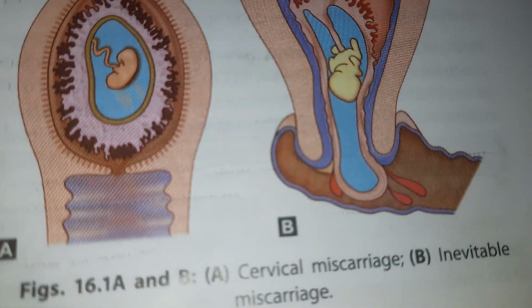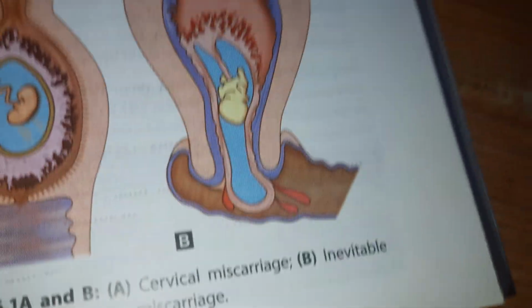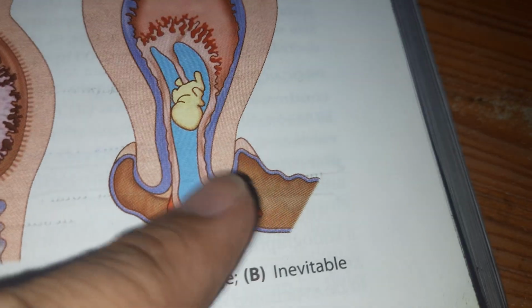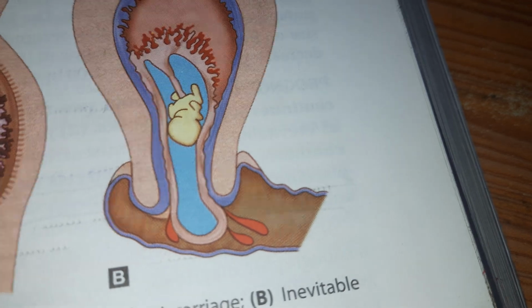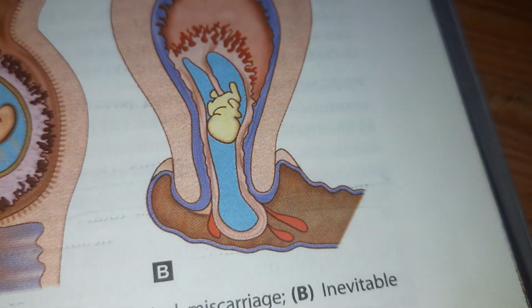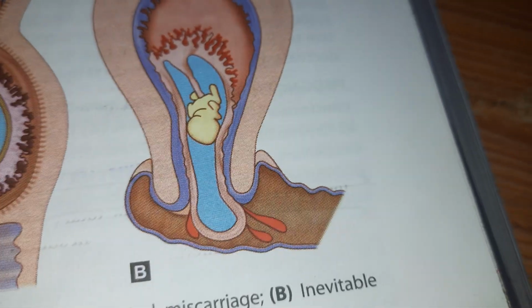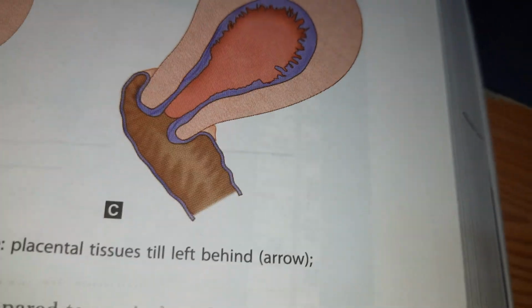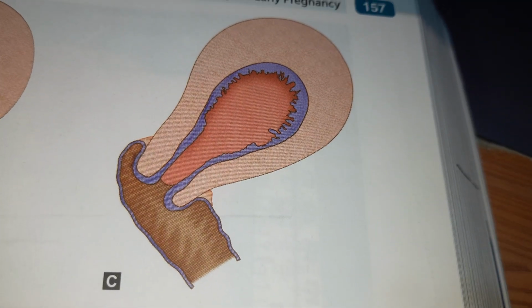So we will see the picture. This picture is an inevitable miscarriage. The process of abortion has reached a stage from where it is not reversible. So you look, the conception has already reached a very downward position, and we cannot avoid this abortion. It will take place anyway. Here the cervix has dilated and there is bleeding, and abdominal pain is there, and it indicates impending abortion. This is called inevitable miscarriage. This picture shows complete miscarriage. Here the uterine cavity is empty.